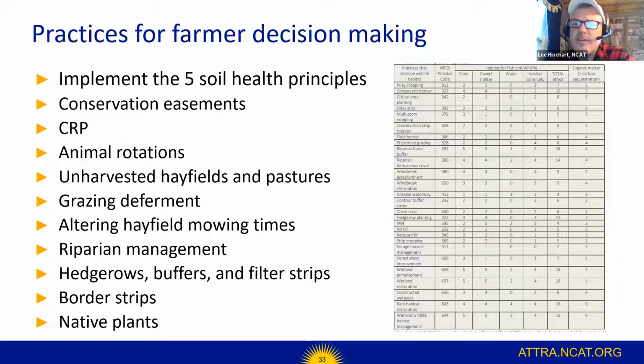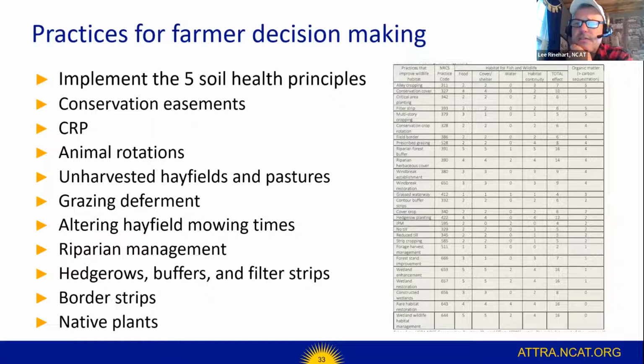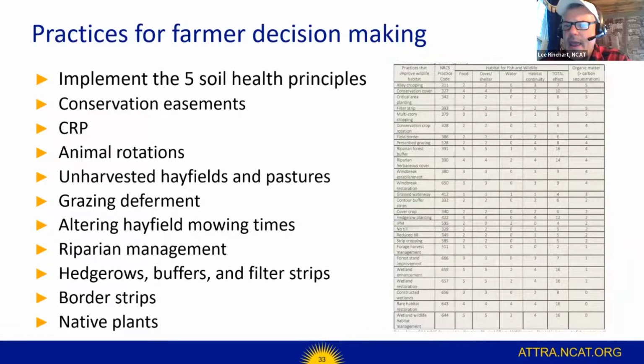But all of these practices that are listed here on the right are basically practice standards that NRCS uses for EQIP contracts, right? And what I like about this is they've ranked these practice standards on their habitat potential for fish and wildlife, for food, cover, water, habitat continuity, and the total effect on the system. You can look down there and see that conservation cover practice standard rates really high on the total effect. So does riparian forest buffers, so does riparian herbaceous covers, so does hedgerow plantings.